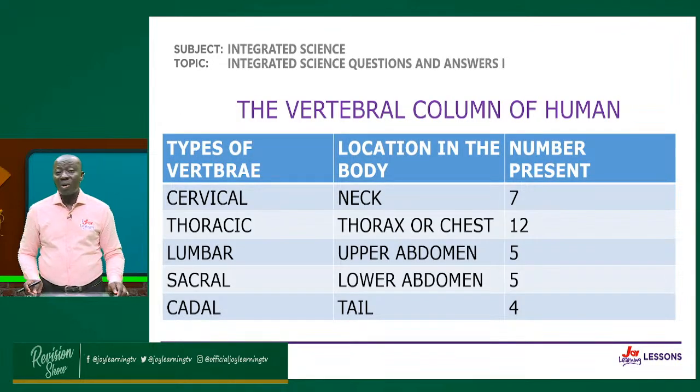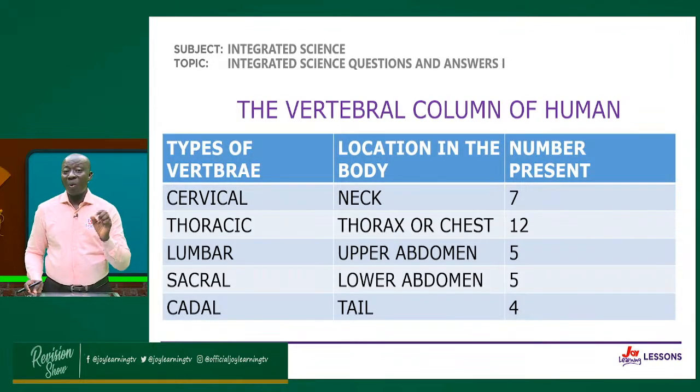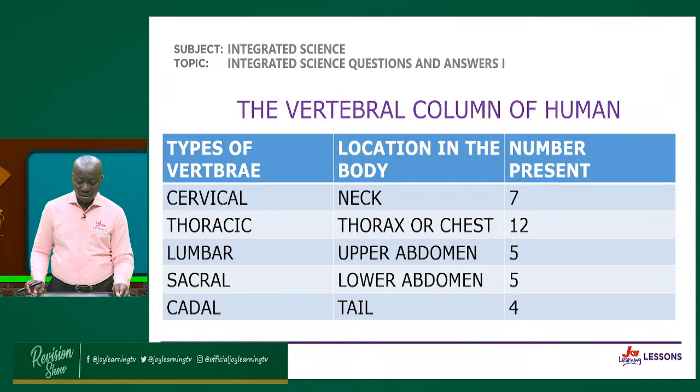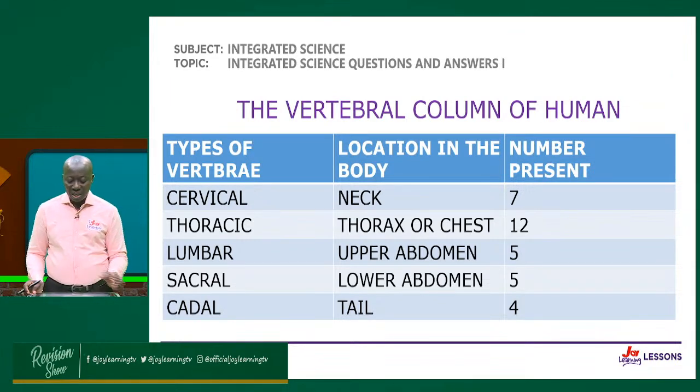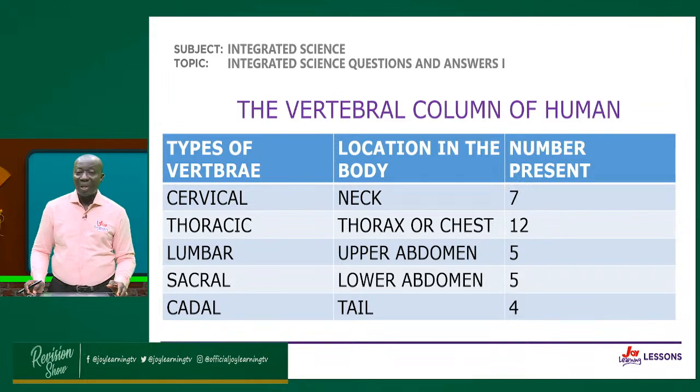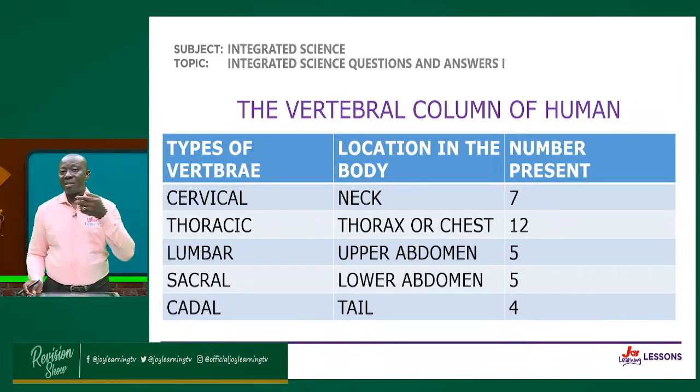It's not only the atlas and the axis, but you have other bones forming the cervical vertebrae. Now let us look at the vertebral column and the number of bones there are for each region. We are looking at the vertebral column of humans, not other animals. So types of vertebrae: we have the cervical, that is the neck, and you find it in the neck region of the body. How many are they? They are 7 in all, starting with the atlas, the axis, and then the remaining 5. Then we have the thoracic vertebrae, found in the thorax or the chest region. In all there are 12.